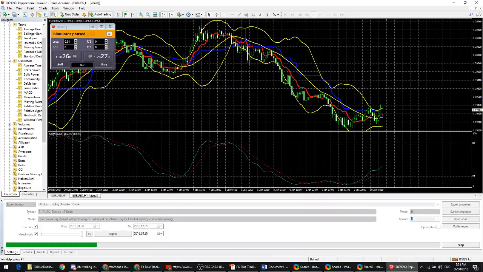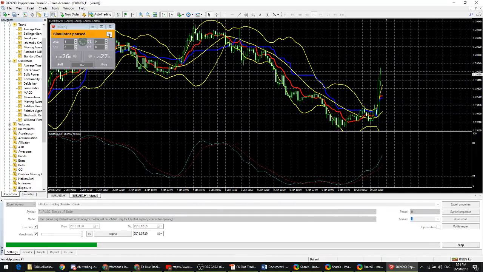Let's enter. Let's just enter one lot. We're not going to use money management. That can be done on another day. This is just to test if it works or not. So we're going to buy. So we've bought. Hey, look at that.